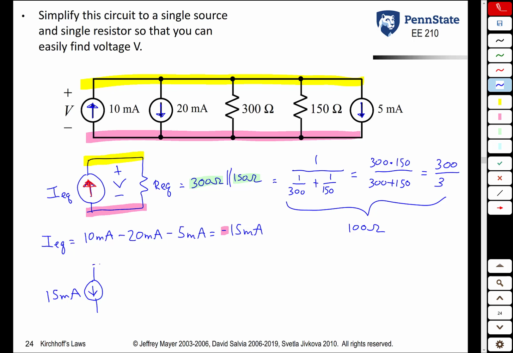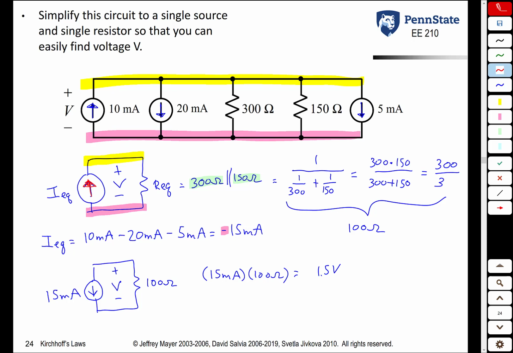So if we wanted to, we could redraw the circuit with the current arrow going down with the value of 15 milliamps. And once again, the equivalent resistance is 100 ohms. And we're trying to find this voltage V. Now we can use Ohm's law. We know the voltage across a resistor is the current through the resistor times the resistance. We have 15 milliamps going through the resistor. The resistance value is 100 ohms. 15 milliamps times 100 ohms is 1.5 volts.